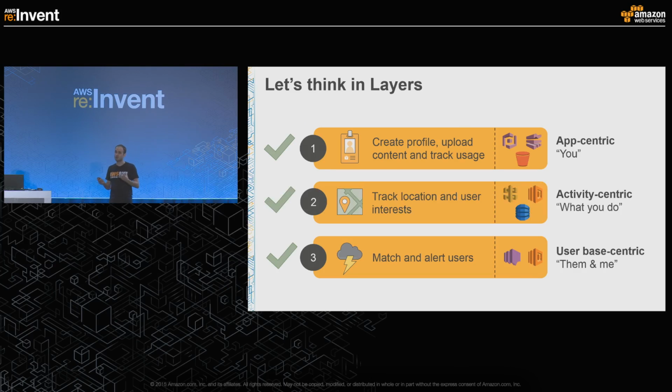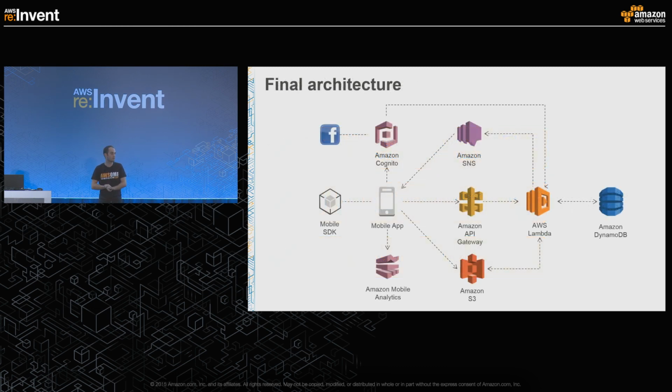So basically, we now went through all the layers. We have achieved all the functionalities that we actually require. And if we were to draw that out into a final architecture diagram, it would look like this. So we have our mobile application. We tap onto the mobile SDKs to talk to Amazon's web services. We store our profile in Amazon Cognito, potentially authenticate users against other third-party providers, such as Facebook. We track usage through the mobile analytics service.